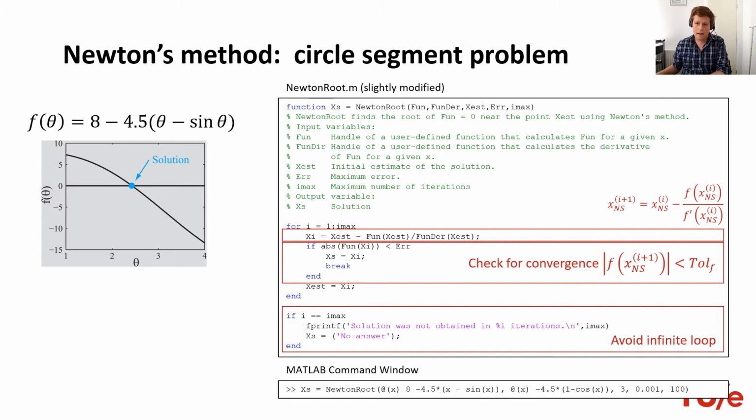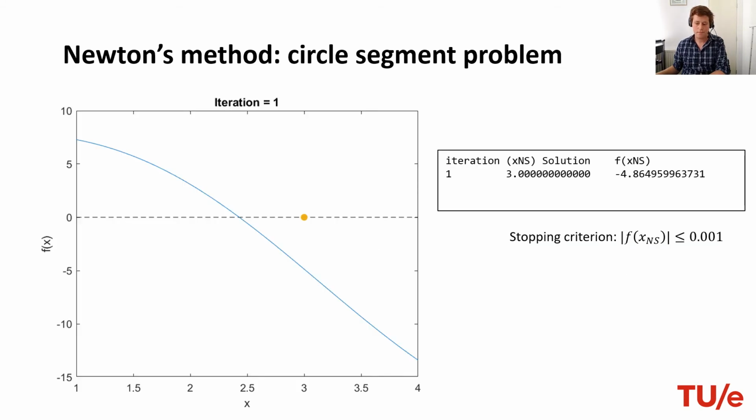Now let's take a look at some numerical examples to showcase actually how performant this method is if it works. So looking again at this circle segment problem, we start the first iteration. Well, we started at the initial estimate of x equal to 3. We saw already before that the solution is somewhere around 2.4, which we determined using the bisection method in the previous video.